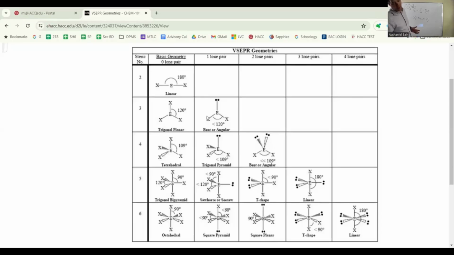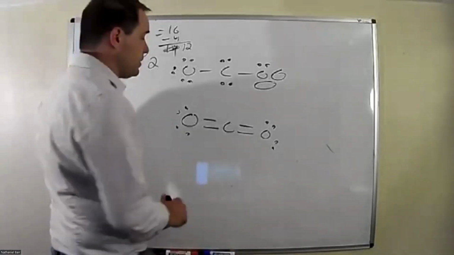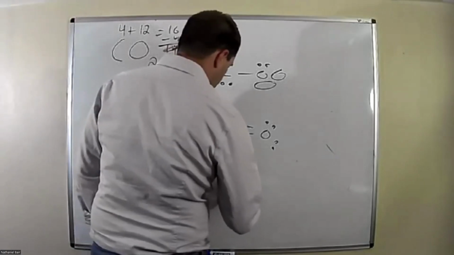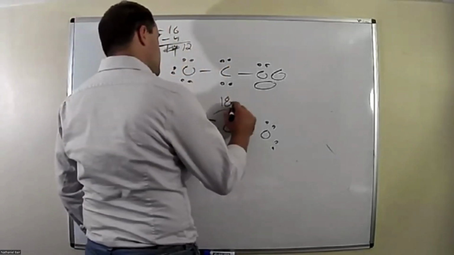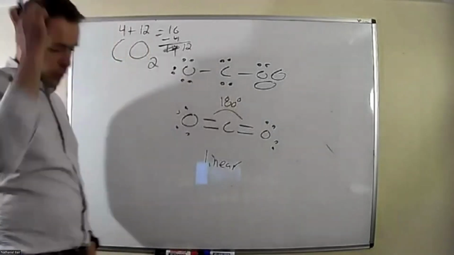Now, this one is pretty darn obvious, right? It's linear. Obviously, the angle of a line is 180 degrees. So this is a linear shape, and it's got an angle of 180 degrees. That's my structure there.